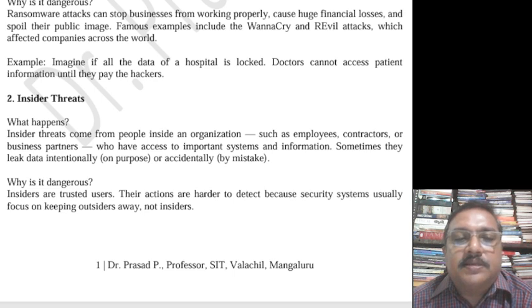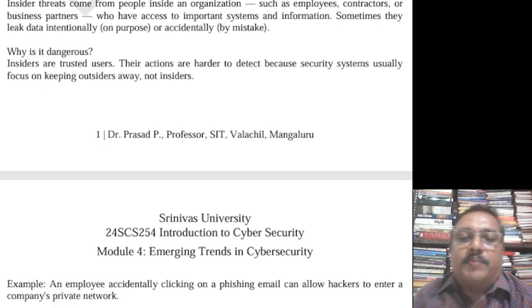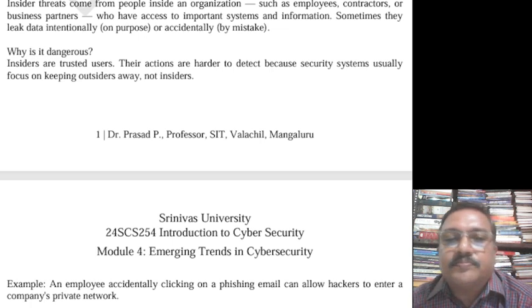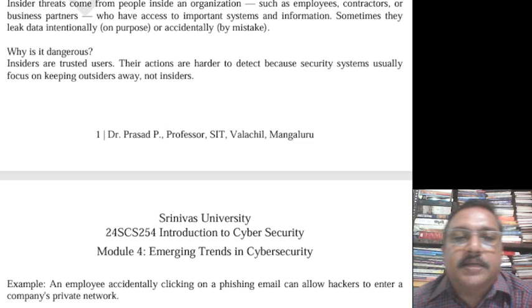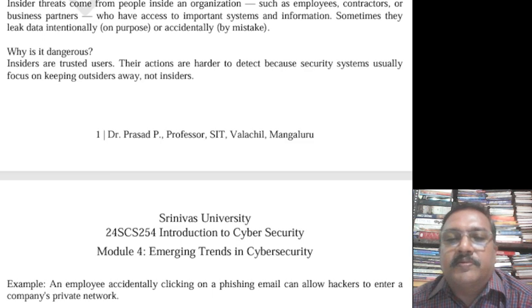Now, what is dangerous? The insiders are trusted users. So we cannot have any clue who is doing that. The owner of the business will not get it. So it is very hard to detect, because the security systems usually focus on keeping the outsiders away and not the people who are working inside. So if people who are working inside are operating something, people will not see it as a threat. Even some malicious activities they are doing, the system will allow, because they know that this particular person is operating it. Therefore, it will not be detected so easily.